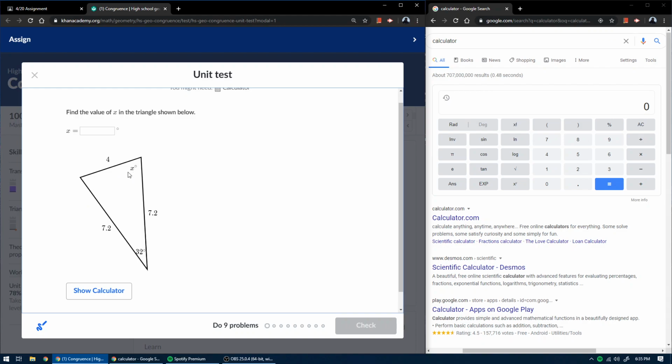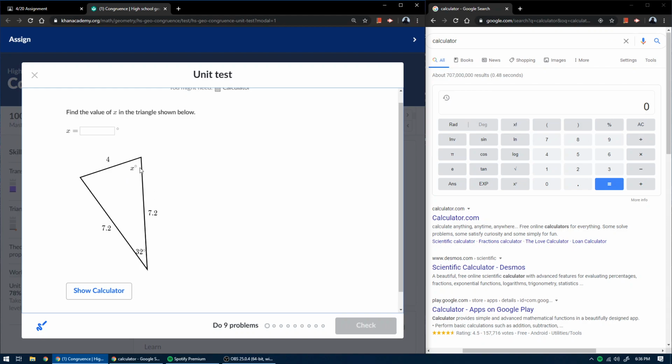They must be the same, right? If this is 7.2 and this is 7.2, then these angles must open in the same amount, right? Because this is directly across from over here. This is directly across from over here. This is isosceles. This is an isosceles triangle. Therefore, these two angles are the same.